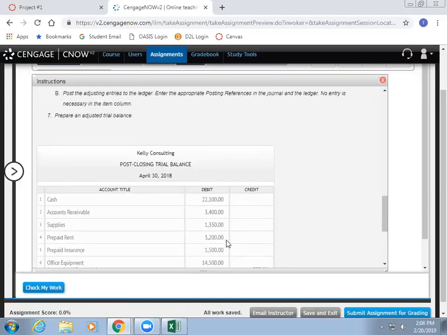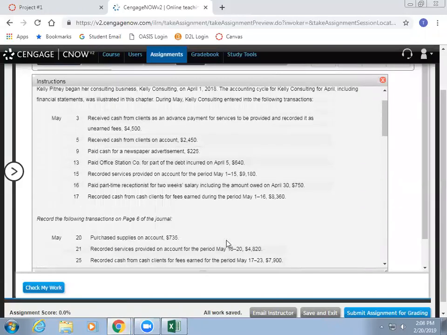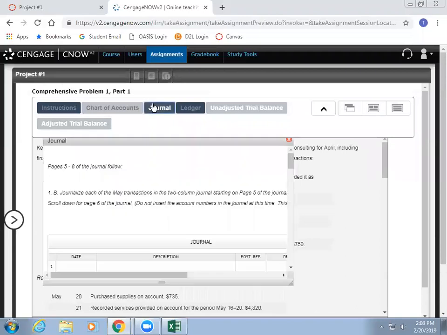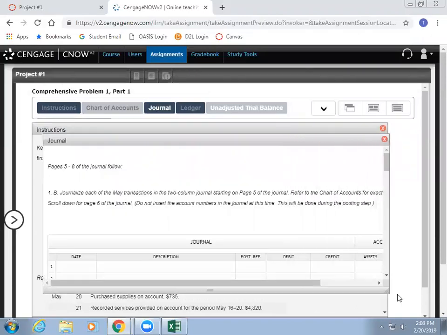Once you have that ledger set up, then you can scroll back up again, or I recommend printing this off. And you're just going to journalize, starting with May 3rd, you're going to journalize all on page 5 of the journal, May 3rd through May 17th. Okay. And they provide you with the journal here.